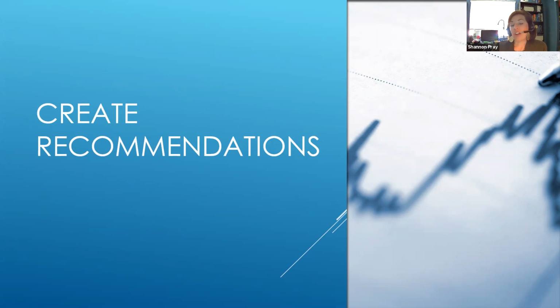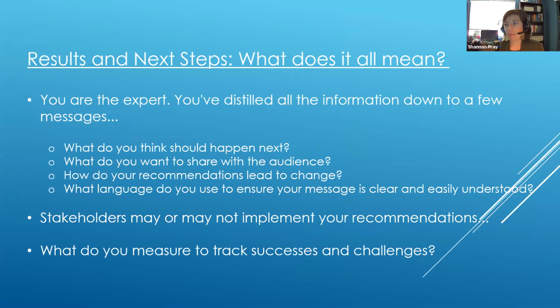So our next step is to create recommendations. So we have a message that we're going to share, and now the end of our part of our product, we're going to say, here's what we think you should do about it. So the next steps and what does it all mean? And again, as I said, you are the expert. You've distilled all this information down to a few messages. So the recommendations come to, what do you think should happen next? What do you want to share with your audience? How do your recommendations lead to change? And what language do you use to ensure your message is clear and easily understood?